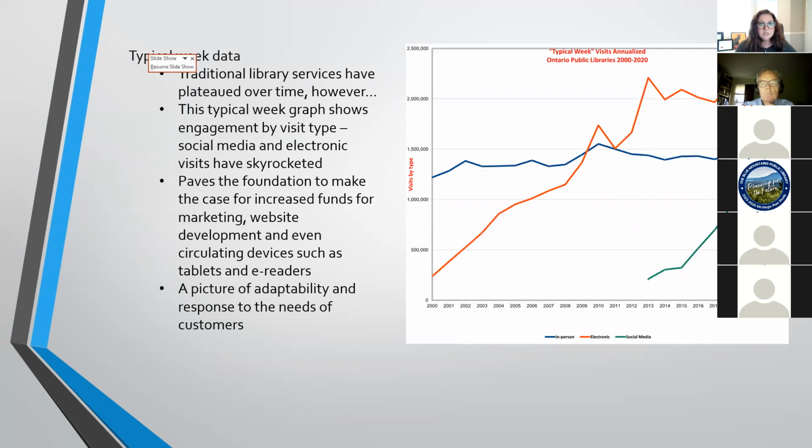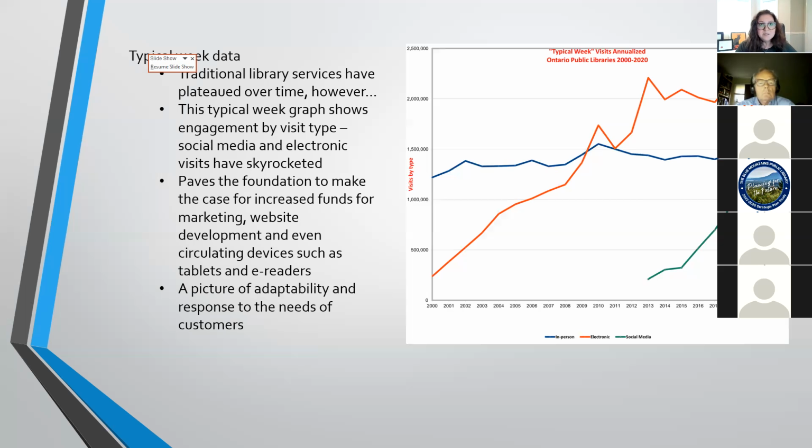I wanted to talk a little bit about this typical week data that Bob had showed us previously. Traditionally, the library services of in-person use has plateaued over time. As you can see, it's pretty stable. But this typical week graph shows engagement by visit type. And so we can see that electronic and social media use has skyrocketed, and this can pave the foundation to make a case for increased funds for anything from marketing, website development, and even circulating devices such as tablets and e-readers, your non-traditional library items.